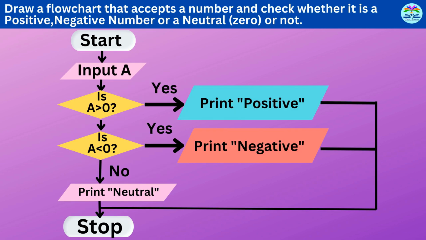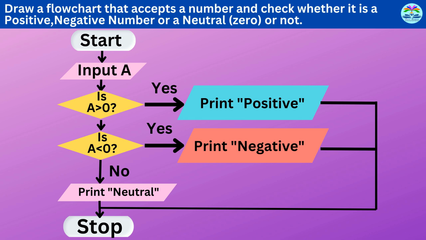Our next program to draw a flowchart is: accept a number and check whether it's a negative number or a positive number. Let's go to the flowchart. In the flowchart, we use an oval to indicate the start. Then we use a parallelogram where we indicate input A.